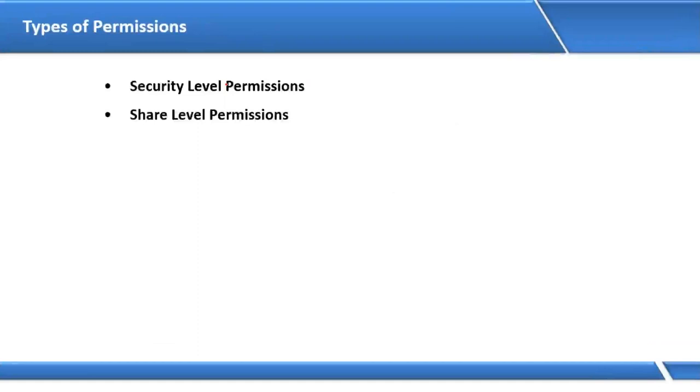So whenever you want to apply permissions, we have to choose one of these two options, security level or share level. By using security level permission and share level permission, as an administrator in real time, we are applying the conditions and permissions on resources here. So please write down types of permissions. The first one is security level permission and the second one is share level permission.